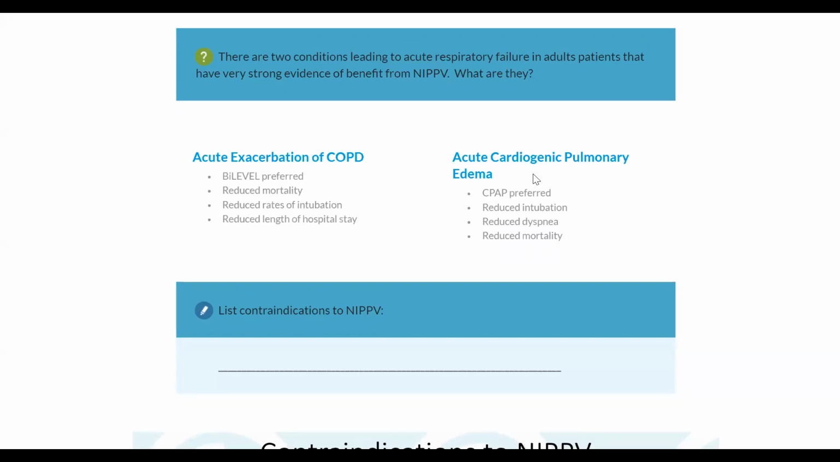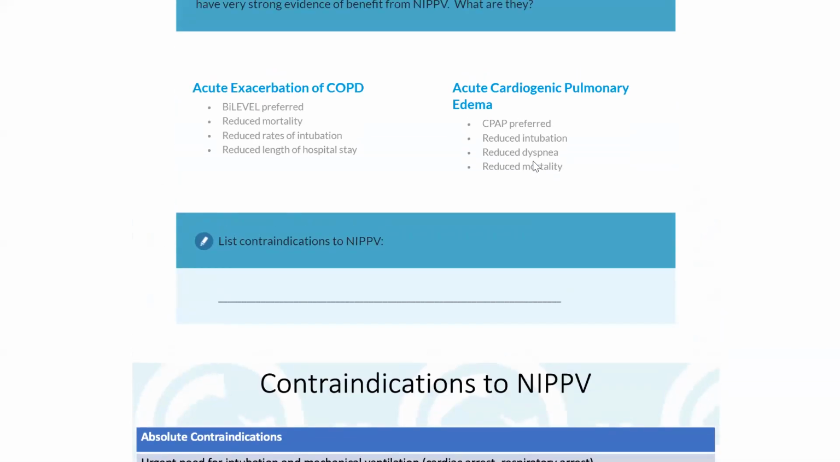Okay, so let's discuss contraindications. You can put the contraindications in the chat before we show them, and we see what you already know. Remember, we're putting a mask on the patient. So we have a big mask either on the nose or on the mouth. What are the potential contraindications?